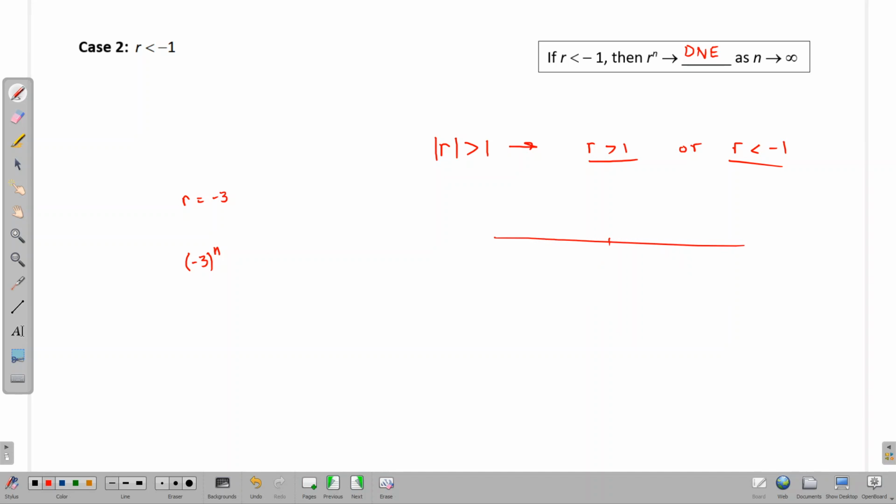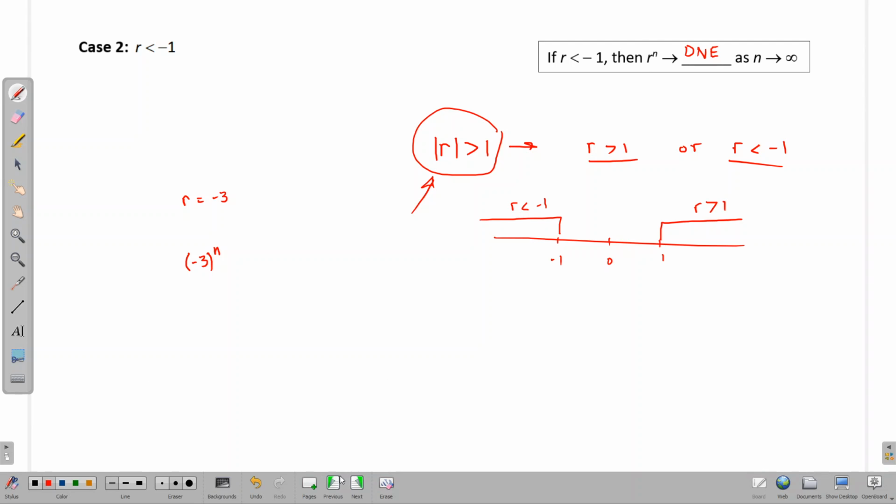Think of a number line. Here's 0, here's 1, here's -1. This is when R is greater than 1, and this is when R is less than -1. So they both characterize when the distance from 0 is greater than 1, whether you're on this side or this side. So in either one of these cases, the series is not going to converge. And we're going to see why because of this term here.